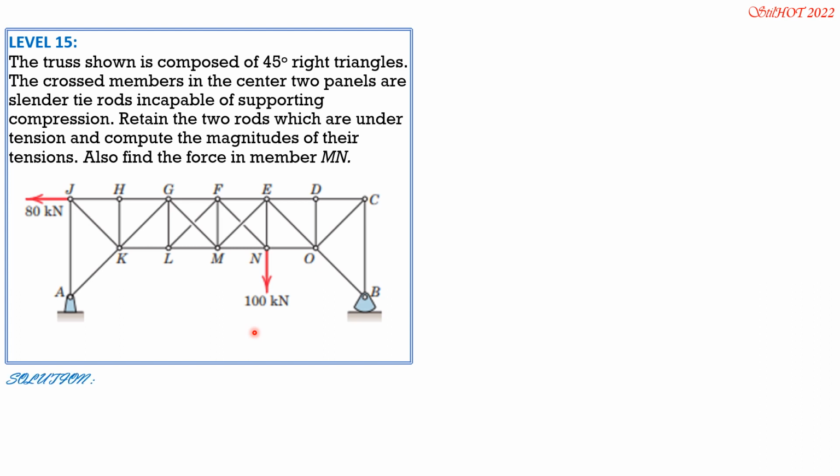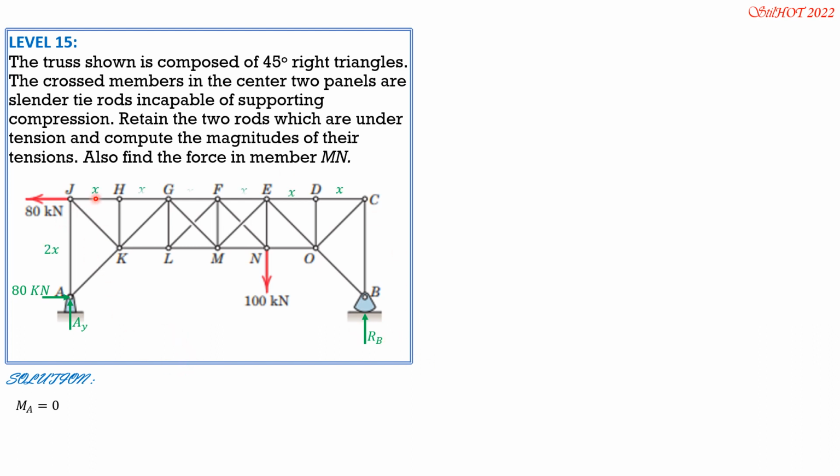So for the solution, let's have RB here on the rocker. Then here A horizontal rightward 80 kilonewtons. Then A vertical is not important because we plan to section the center panels here and we consider forces to the right of that section. So moment about A equals 0 to solve for RB, counterclockwise positive.